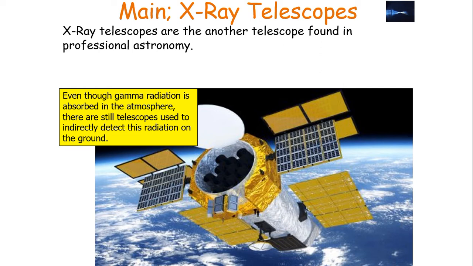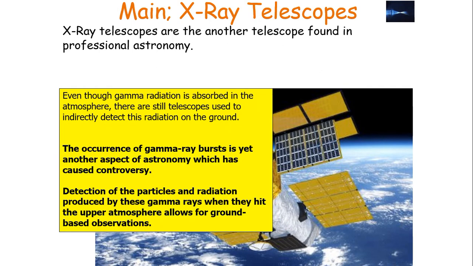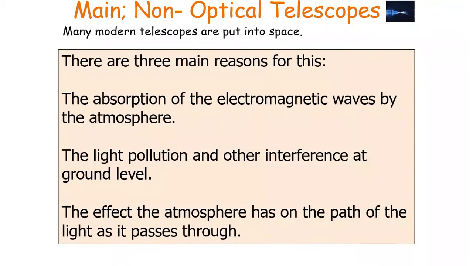Now, interestingly, even though gamma radiation is absorbed in the atmosphere like X-rays, there are still telescopes used to indirectly detect this radiation on the ground, because the occurrence of gamma ray bursts is another aspect of astronomy which has caused controversy, and the detection of the particles and radiation produced by these gamma rays in gamma ray bursts when they hit the upper atmosphere allows for ground-based observations.